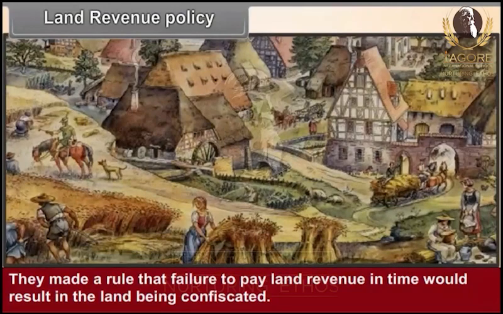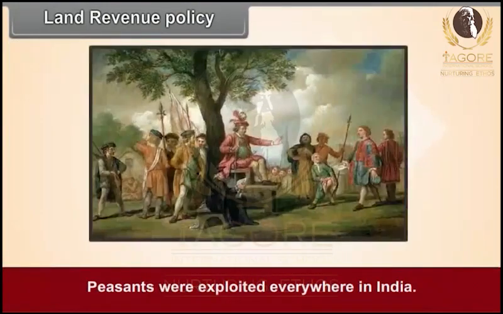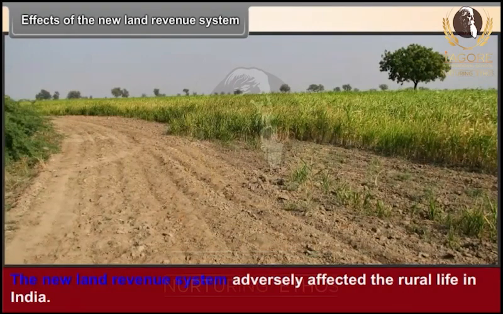They made a rule that failure to pay land revenue in time would result in the land being confiscated. The system that the British used to collect land revenue differed from region to region in India. Peasants were exploited everywhere in India. Effects of the new land revenue system. The new land revenue system adversely affected the rural life in India.